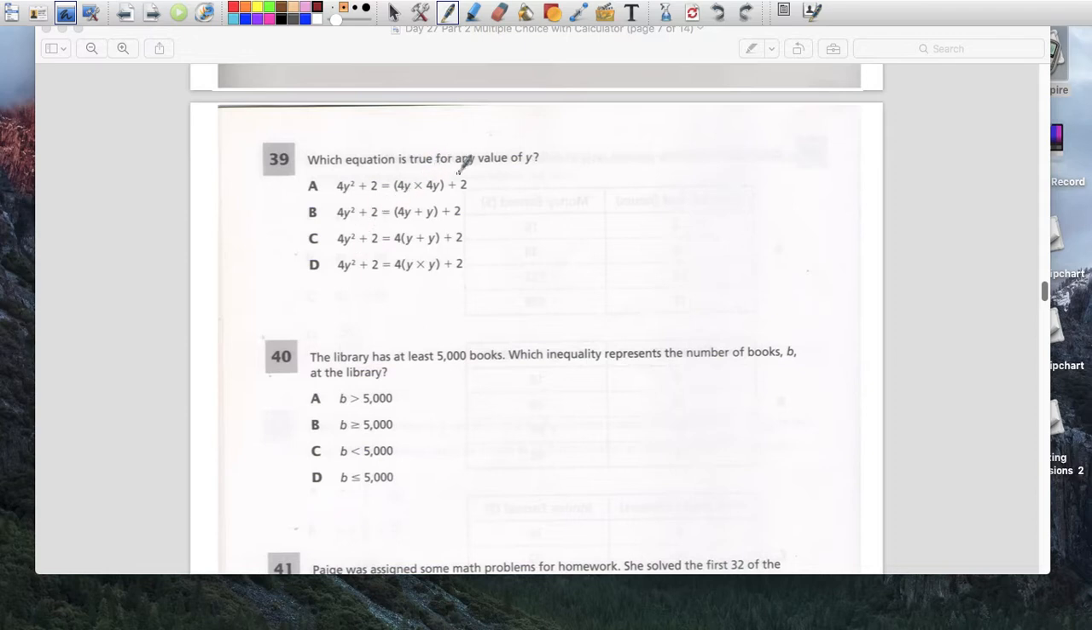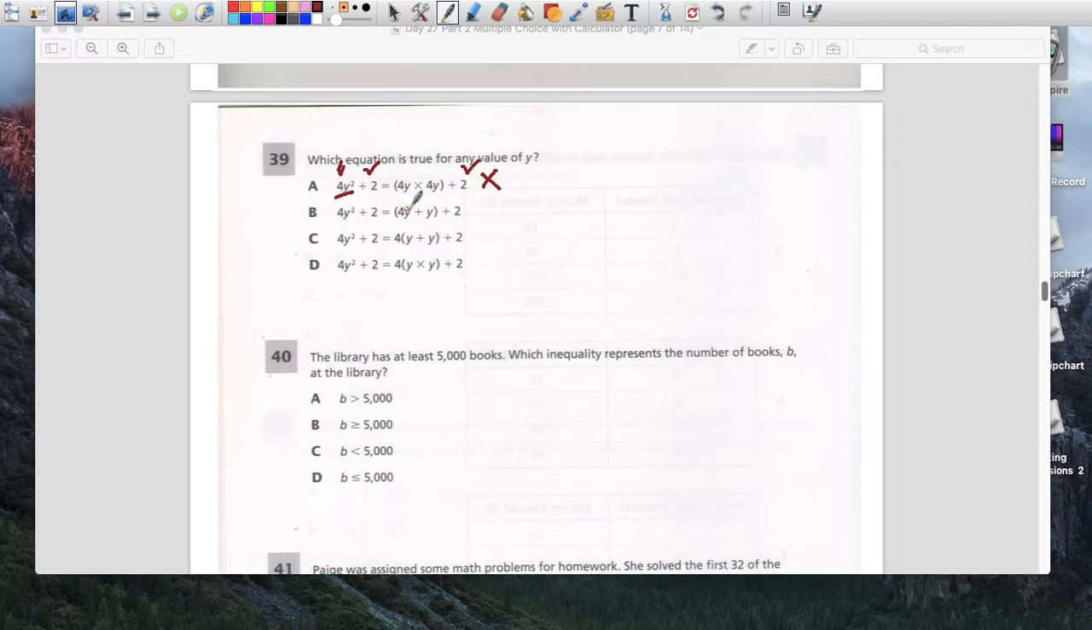Now the problem is that in 6th grade, we don't do multiplying bases with exponents. So let's see what we have. Is 4y times 4y plus 2 the same thing as 4y squared plus 2? Well, the plus 2 is the same, right? But if I multiply 4y times 4y, I'm going to get 16, which is therefore not equal to this 4. So A is out.